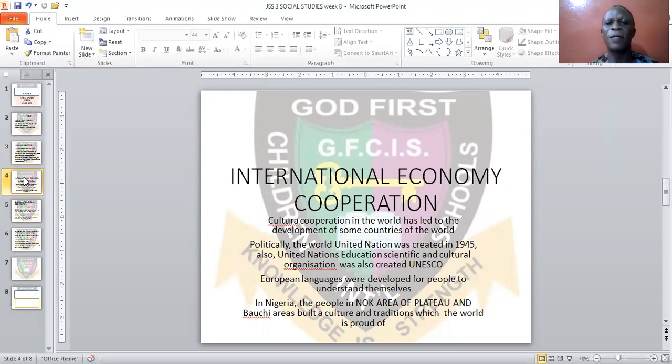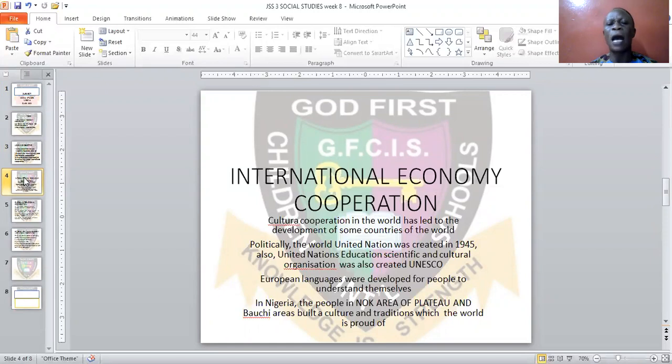Today, we are talking about international economy. When we are talking about the economy, we are talking about how Nigeria's buying and selling is developing and getting money into the purse, either of the government or individuals. So international means outside the country, worldwide, globally. That is international economic cooperation.